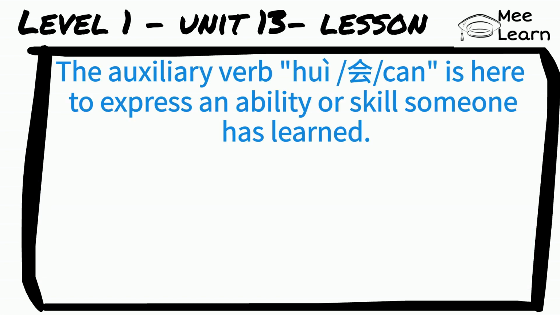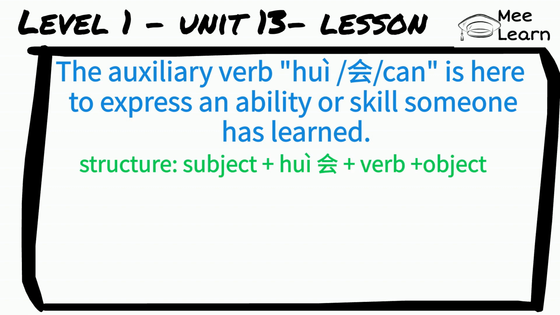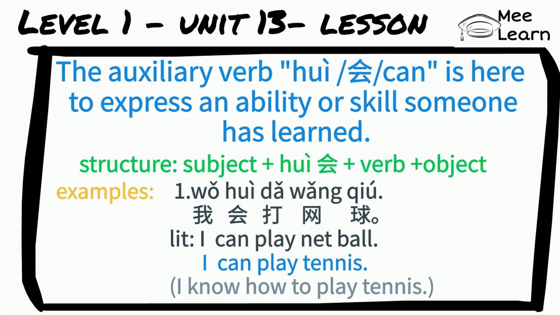The auxiliary verb 会 is here to express an ability or skill someone has learned. The sentence structure is easy. Subject plus 会 plus verb plus object. For example, 我会打网球 literally, I can play netball. I can play tennis as I know how to play tennis.